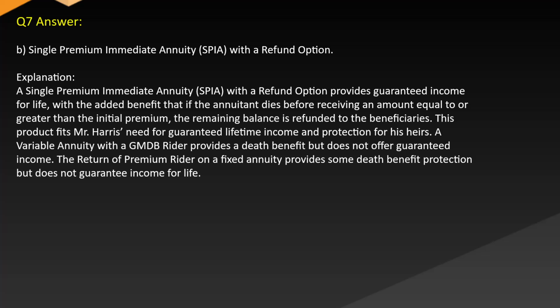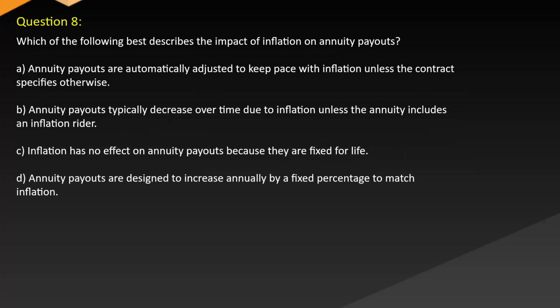A variable annuity with a GMDB rider provides a death benefit but does not offer guaranteed income. The return of premium rider on a fixed annuity provides some death benefit protection but does not guarantee income for life. Question 8. Which of the following best describes the impact of inflation on annuity payouts?